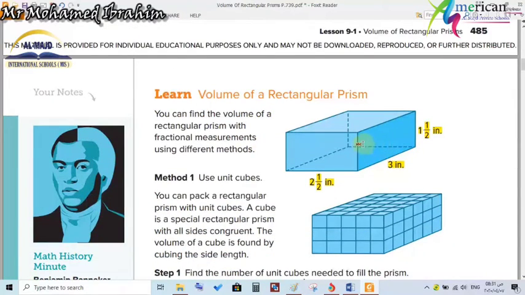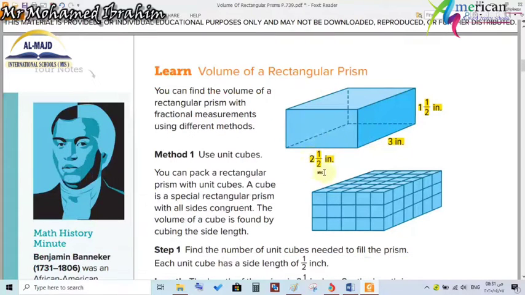This is an example in your book. Find the volume of this rectangular prism. Length here is 2.5 inches. Width 3 inches. Height 1.5 inches. How do we find the volume? It's very easy, just multiply them together.